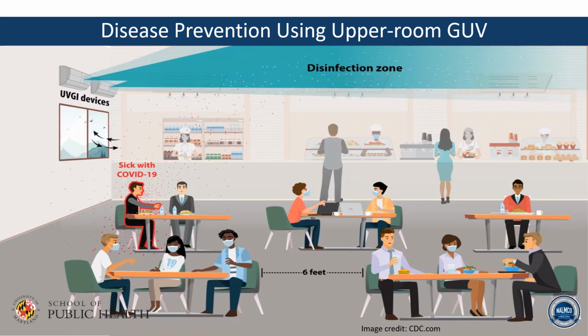In this image, we see an example of disease prevention using an upper room GUV fixture. So on the left side, and this is a slide from the CDC, they use the terminology UVGI devices, which is the same as upper room GUV. So these devices create a zone in the upper part of a room, and it is called a disinfection zone because the UVC in that upper part of the room continuously disinfects the air.